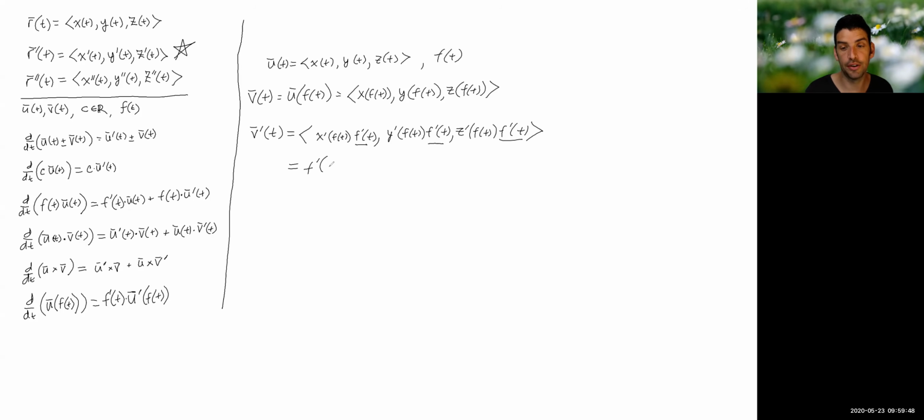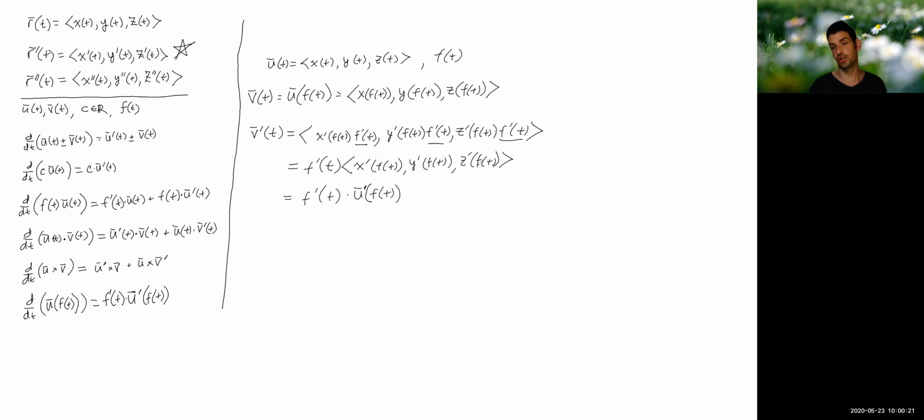Well, we know how scalar multiplication works. That's a scalar in there. x prime of f of t, y prime of f of t, z prime of f of t. And notice that is just f prime of t. What's this thing right here? That is just u prime of f of t, right?